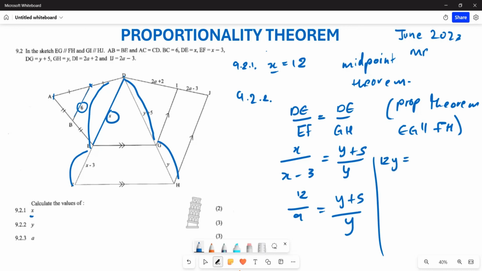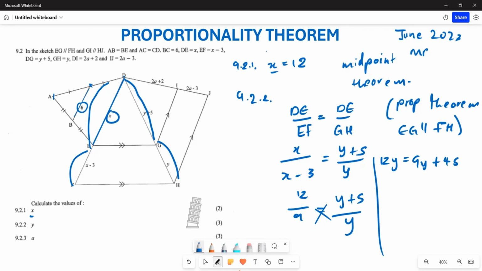It is going to be equal to 9 multiplied by y, not multiplied by 5, which is going to be 9y plus, what is 9 multiplied by 5? 9 multiplied by 5 is going to be 45. Okay, so basically we are getting this from cross multiplication.